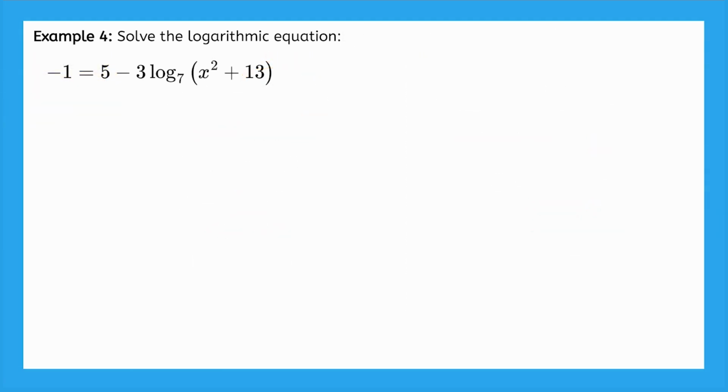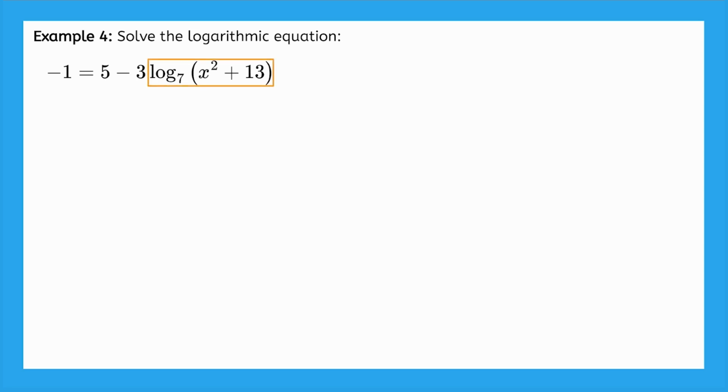Let's wrap up this lesson with one final example. Solve the logarithmic equation, -1 equals 5 minus 3 log base 7 of x squared plus 13. It looks like this equation requires some cleaning up before applying one of our strategies. To make it look like the log equations we've been solving, let's isolate the logarithm.